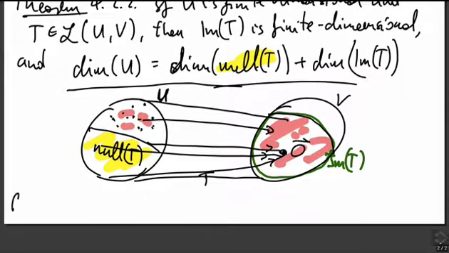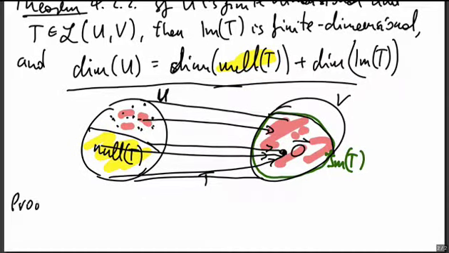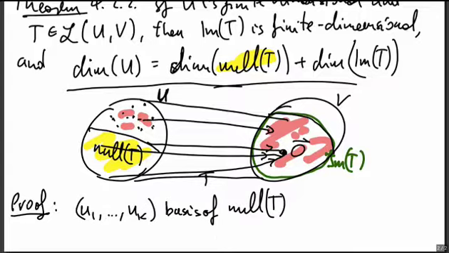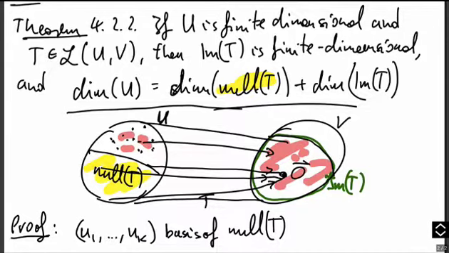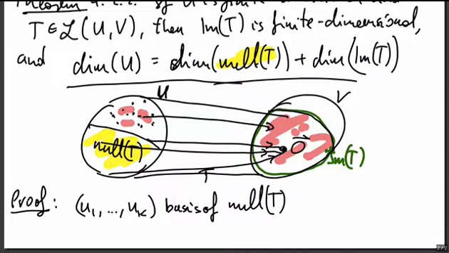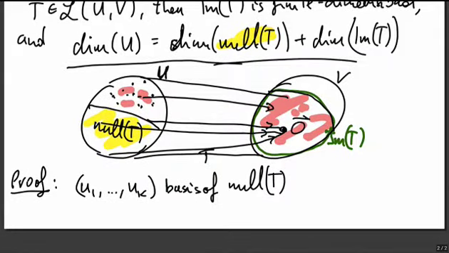The proof goes by using basis. We start with the basis U1, let's say UK, basis of the null space. We already had that every finite dimensional vector space has a basis, and the null space is a subspace of U. That means it's a vector space on its own, so it must have a basis. This is in the null space.